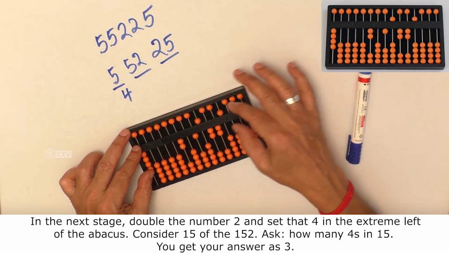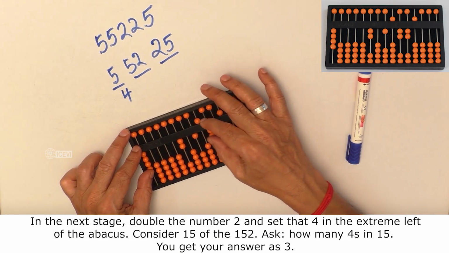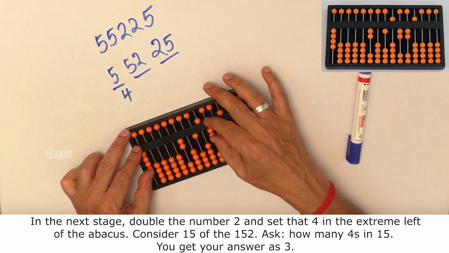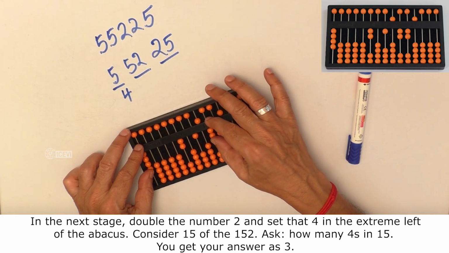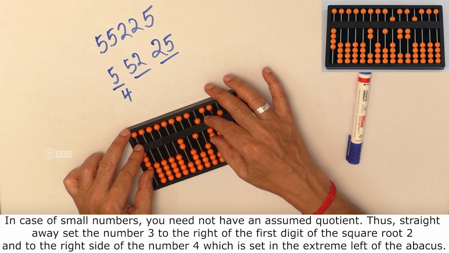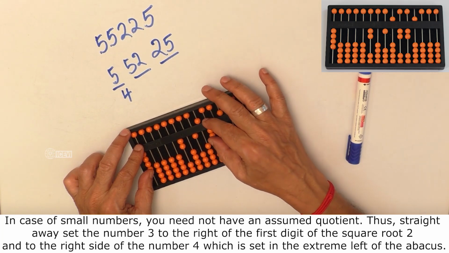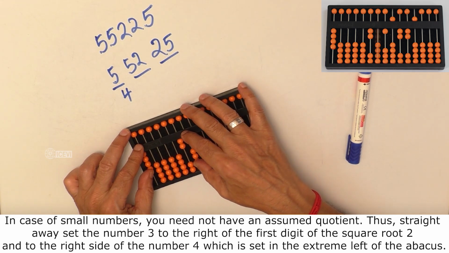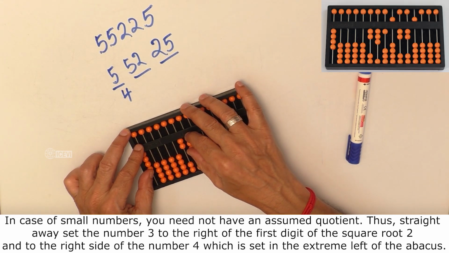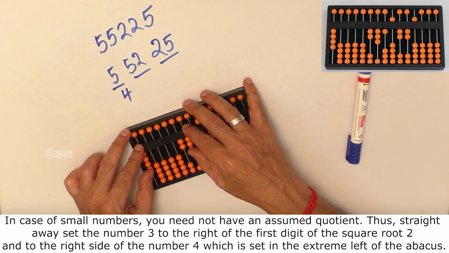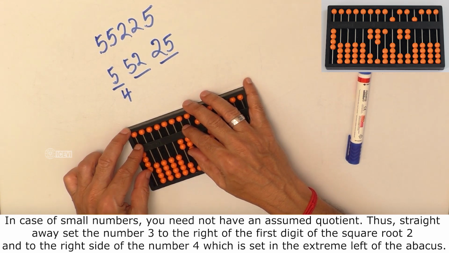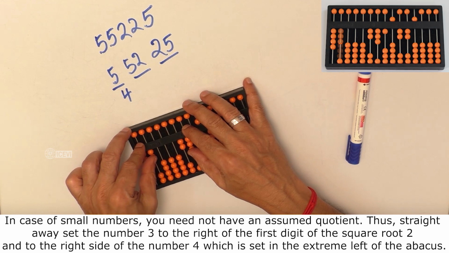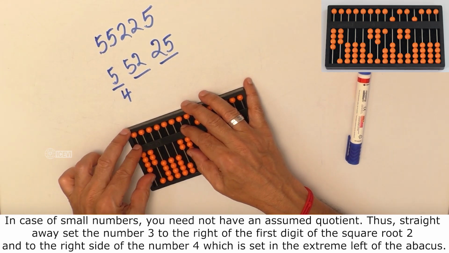Now consider 15 of 152 and ask how many 4s in 15. You get your answer as 3. In the case of small numbers, you need not have an assumed quotient. Therefore, straight away set the number 3 to the right of the first digit of the square root 2 and to the right of the number 4, which is set in the extreme left of the abacus.